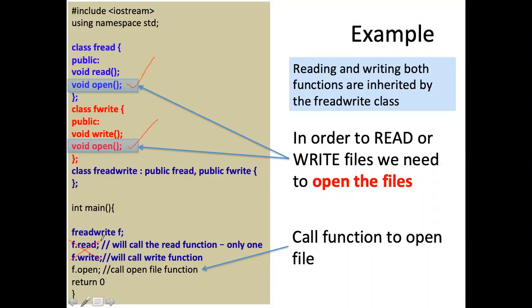f dot open will work only when the function names in fread and fwrite are different. Let's say I make one as open and the other one as open1. In this case the names differ, so if I write f dot open and f dot open1, then two separate instances will be executed, and there will be no confusion.